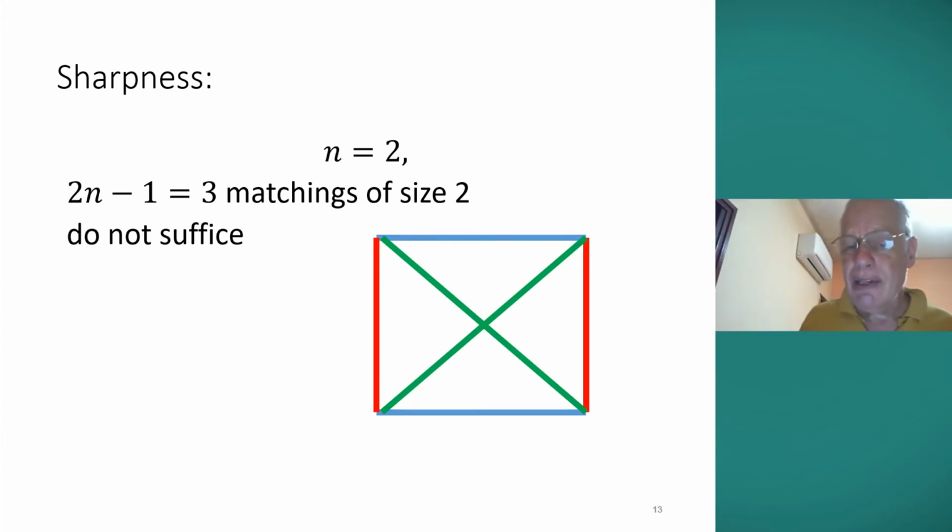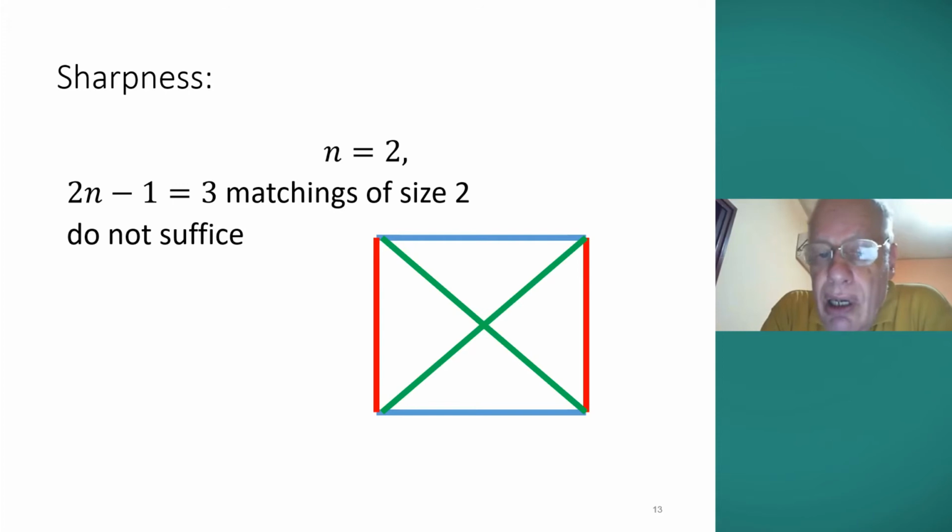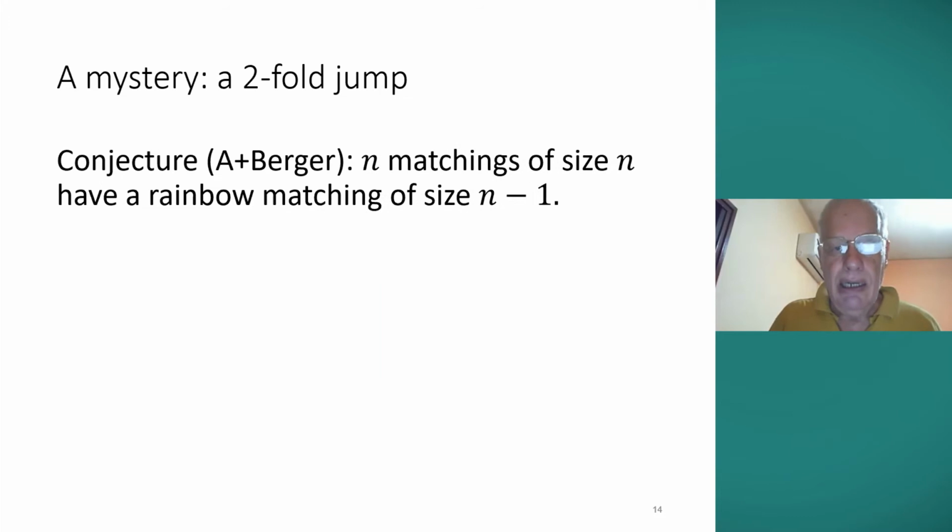You can generalize this construction to any even n, and the conjecture is that for n odd, 2n-1 suffice. Okay, but we are really very far from proving that. And let me mention the really tantalizing conjecture here, which is the following.